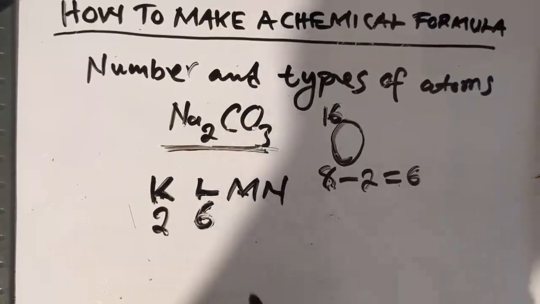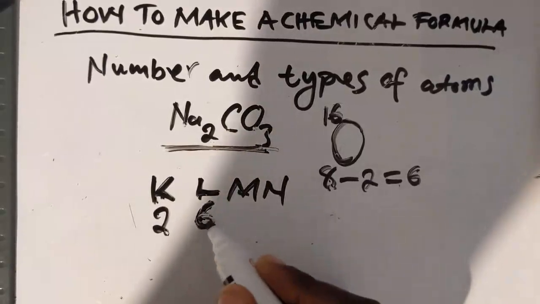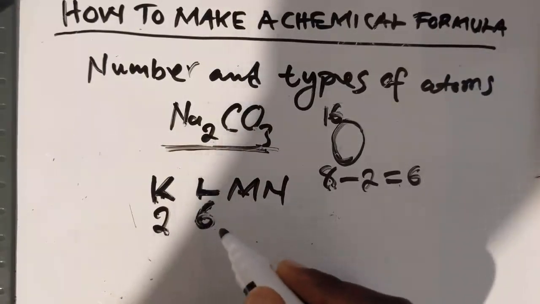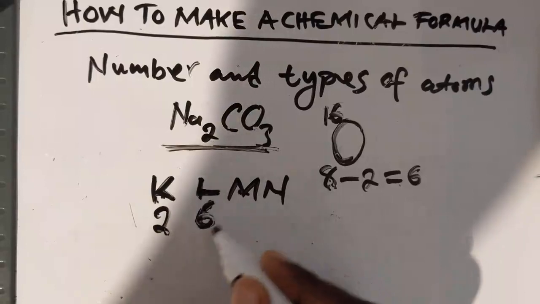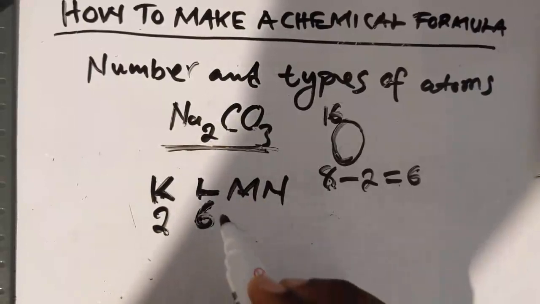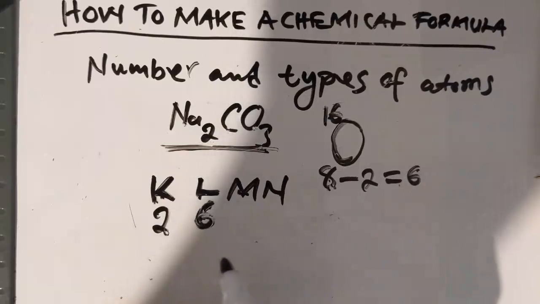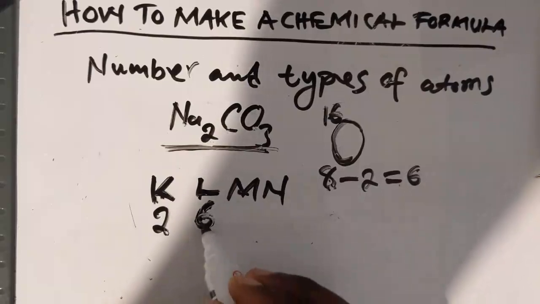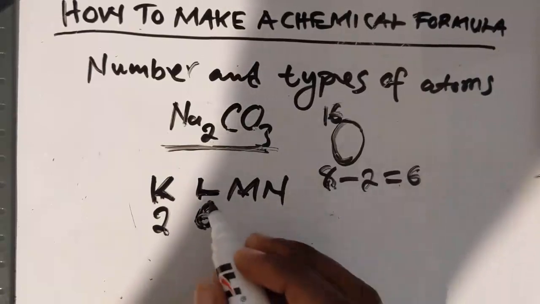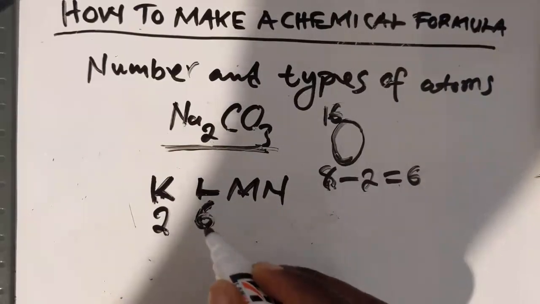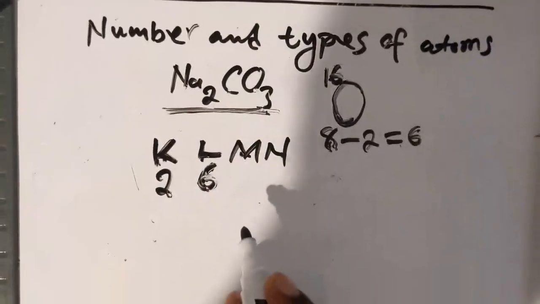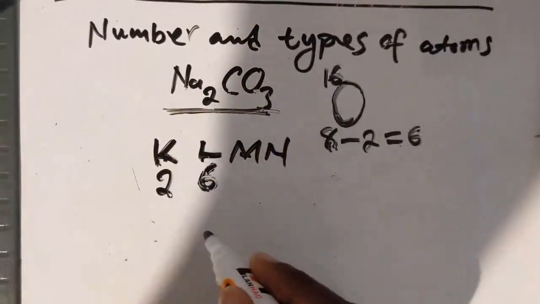This is 6, and how many electrons does it need to be full, or to be stable? The second shell has to be stable with 8. So we have 6, meaning that it needs 2 electrons for it to be stable, to be 8. I hope you are getting the meaning.